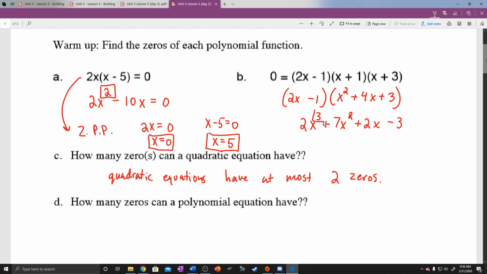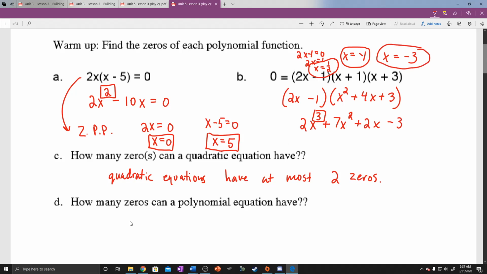Notice this is a third degree polynomial, and if I set each one of these factors equal to 0, this one is going to give me 2x minus 1 equals 0. Bring 1 over, add it to both sides. This should give you x equals 1/2. This will be x equals minus 1, and this will be x equals minus 3. So we have 1, 2, 3 solutions.